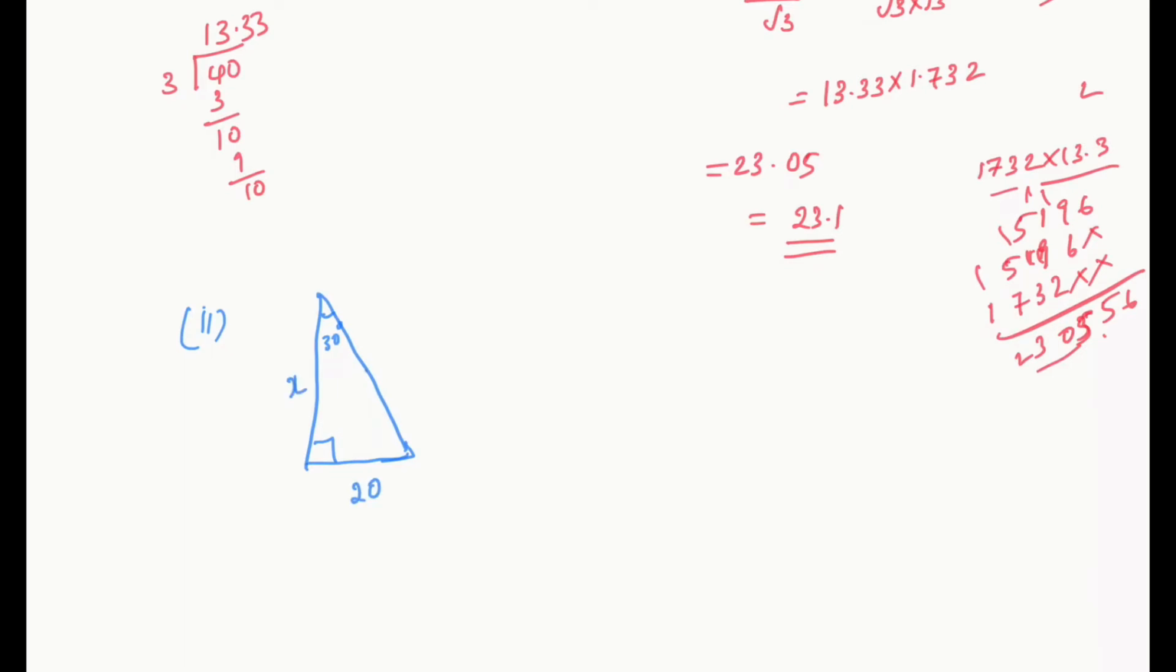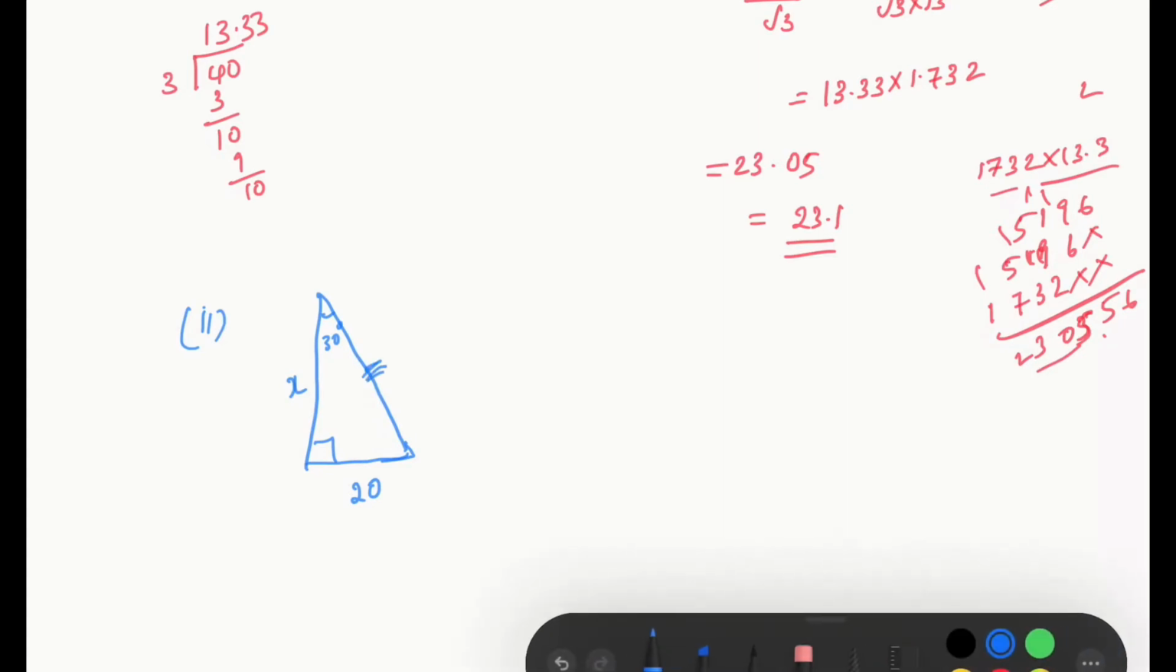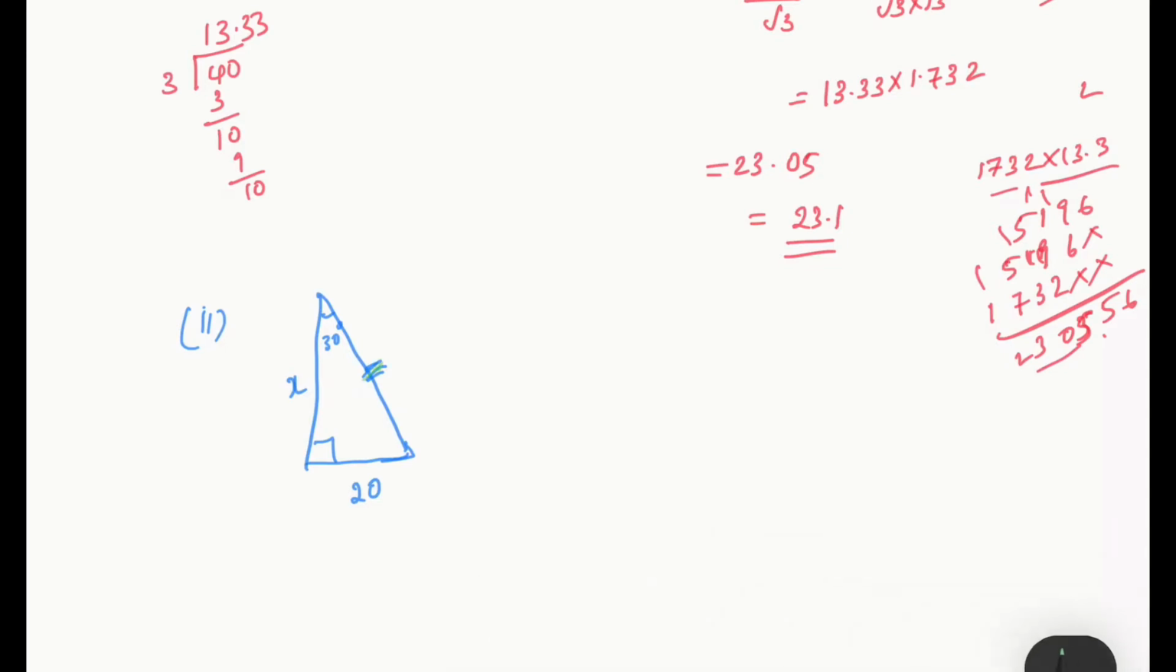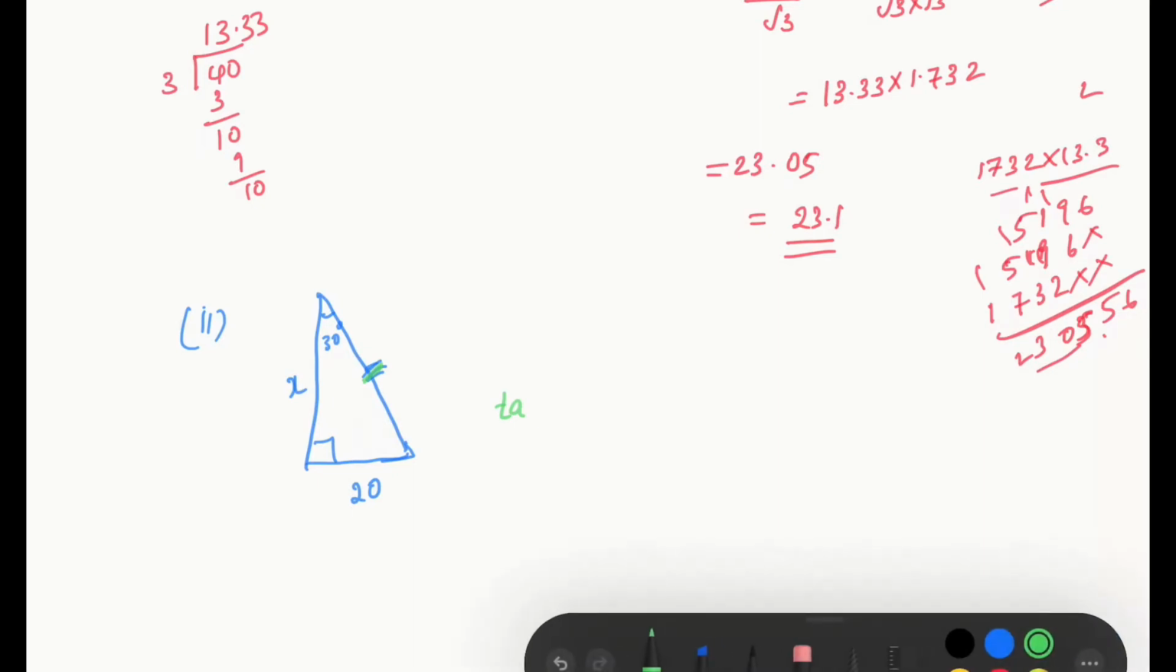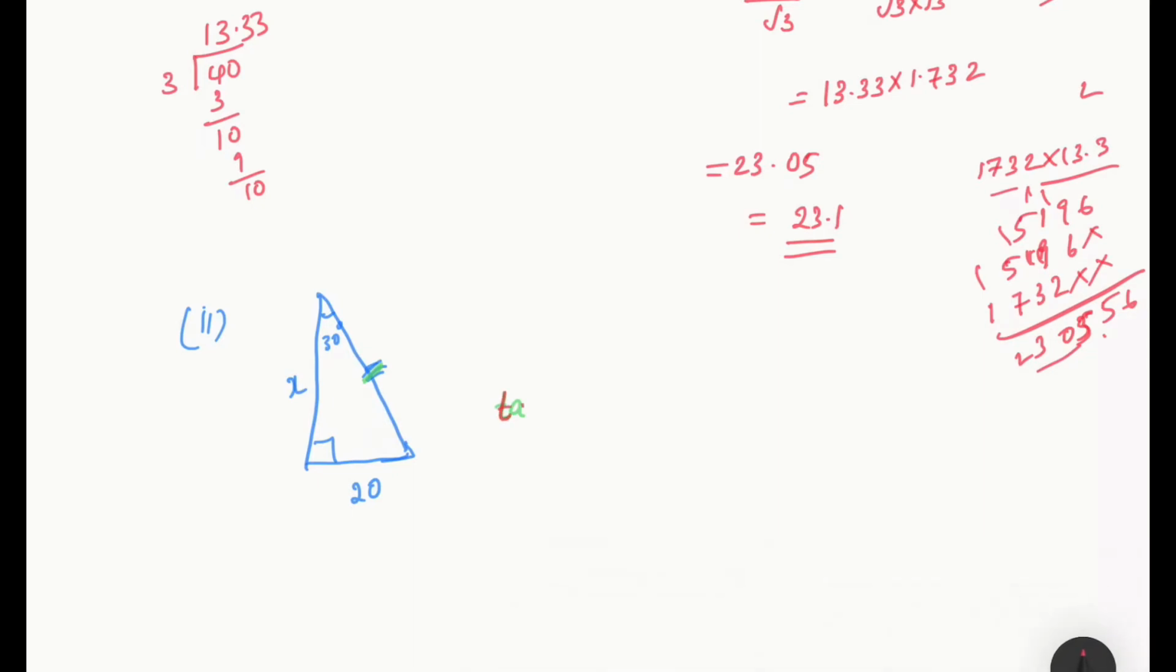So this is the hypotenuse, right? So you will be dealing with base and perpendicular here. So I'll take tan. Tan 30 equals perpendicular 20 by base, that is x. What is tan 30? 1 by root 3. So 1 by root 3 is equal to 20 by x.